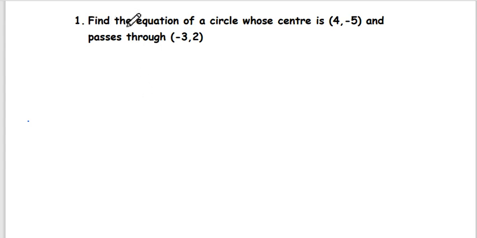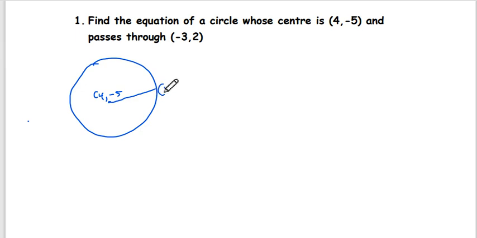Now look at number 1. It says find the equation of a circle whose center is (4, -5) and passes through (-3, 2). Now let's quickly sketch the circle. Here is the circle, and this is the center. The coordinate of the center is (4, -5), and they say it passes through this point, (-3, 2).